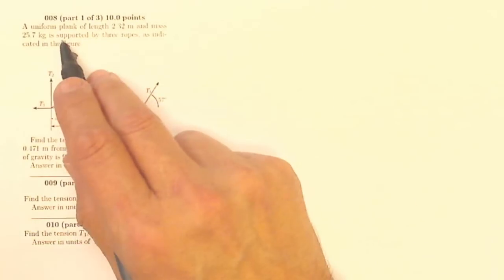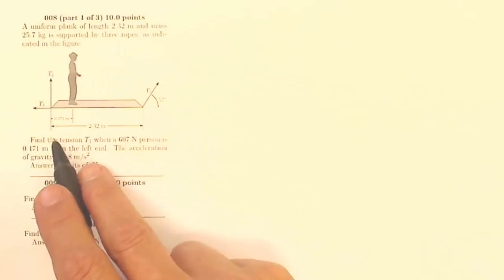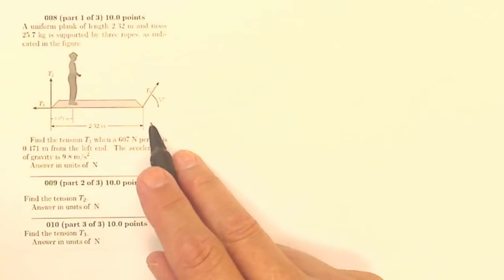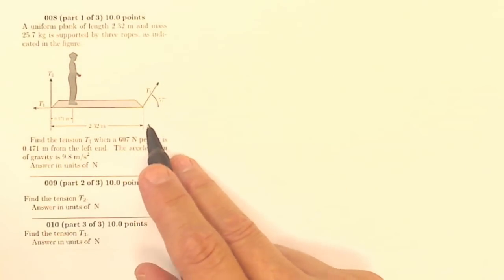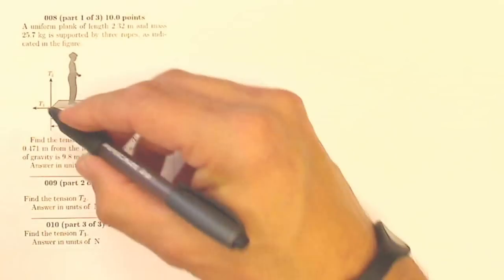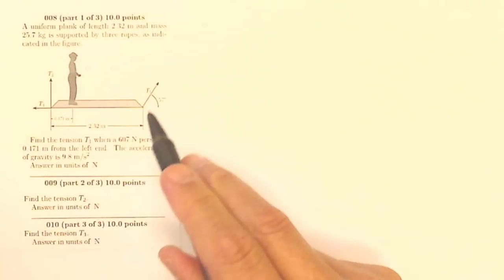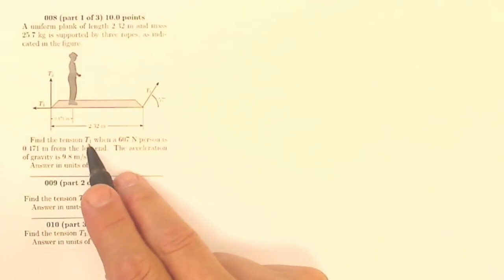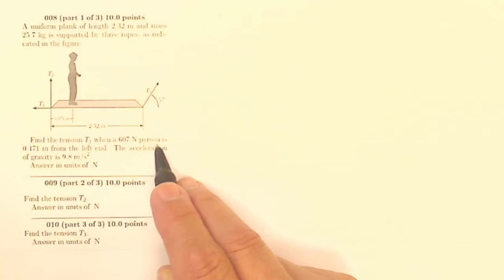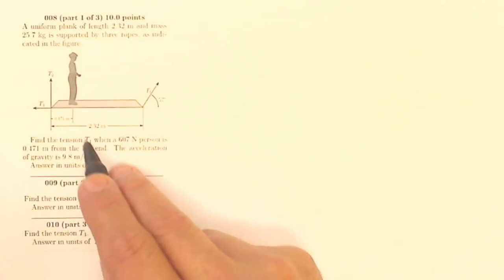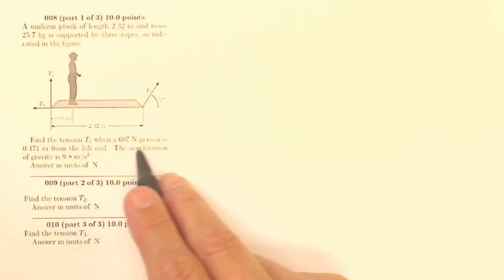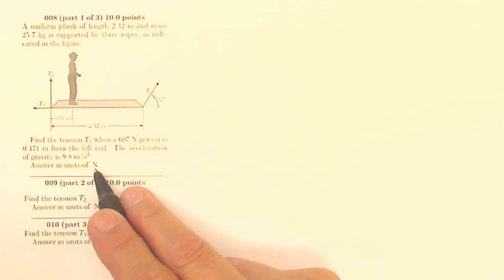A uniform plank of length 2.32 meters and mass 25.7 kilograms is supported by three ropes as indicated. Here's T1, here's T2, here's T3. Find the tension T1 when a 607 newton person is 0.471 meters from the left end. The acceleration of gravity is 9.81 meters per second squared. Answer in units of newtons.